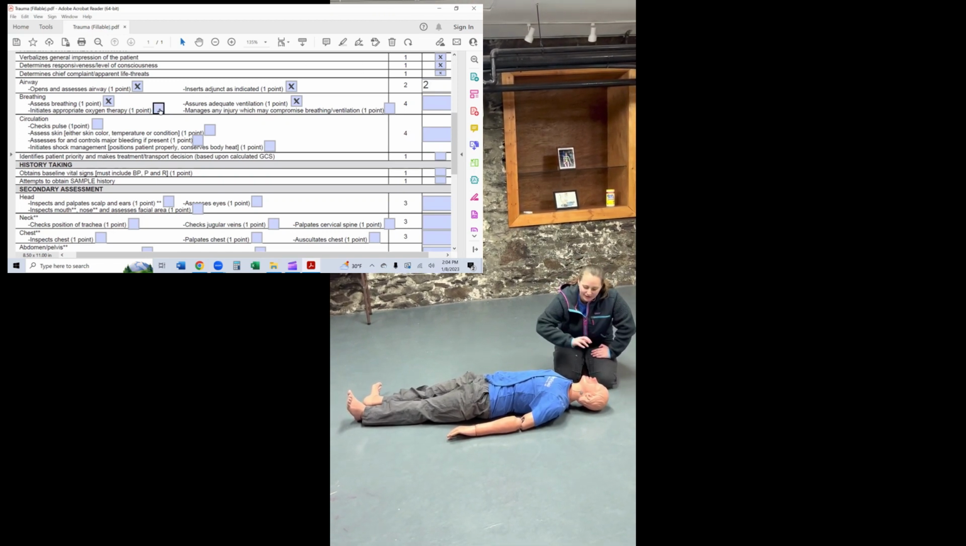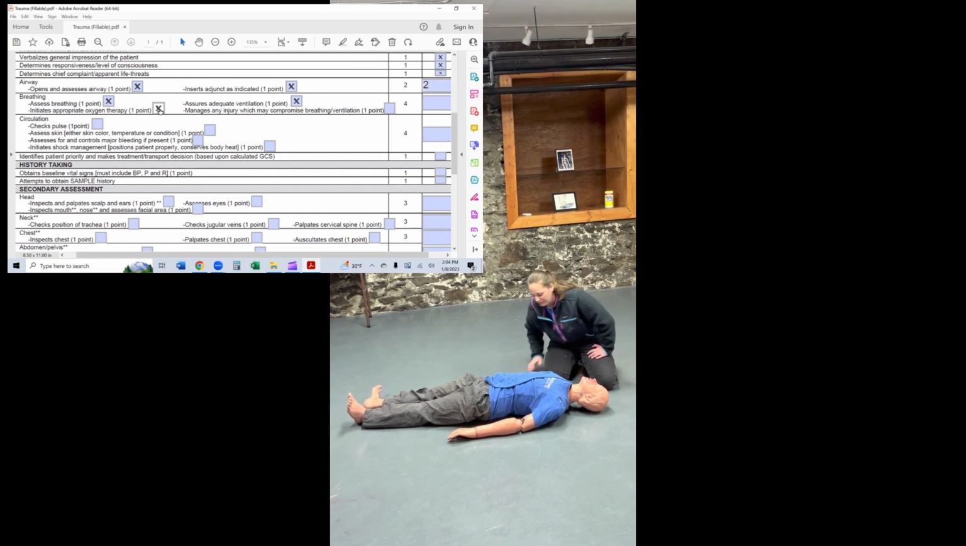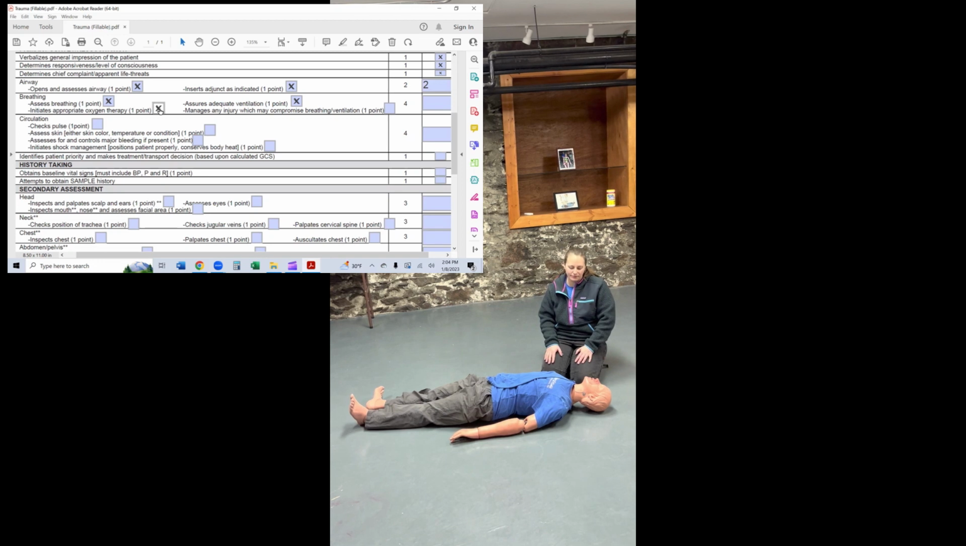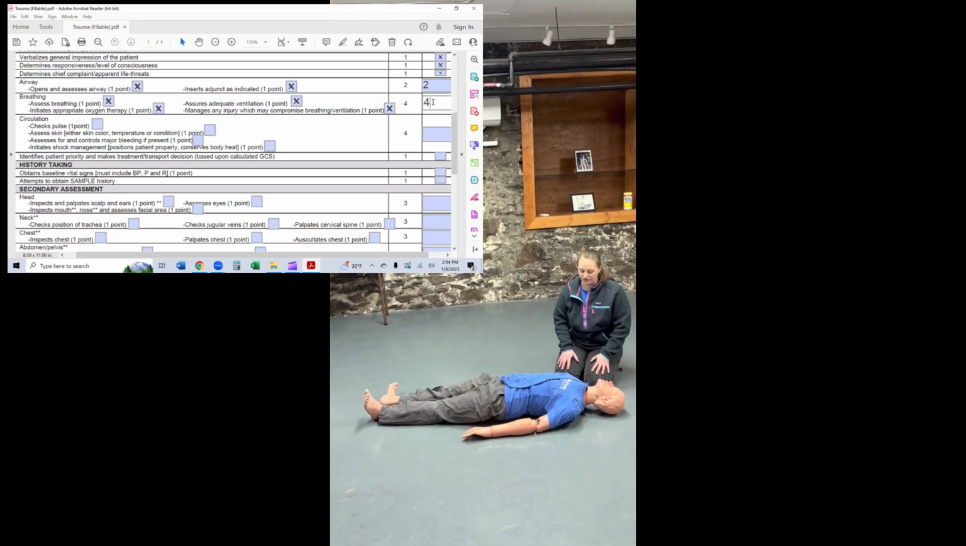So I'm gonna go ahead and apply high flow oxygen. I'm gonna have my partner use a BVM, so we'll do 15 liters per minute with a BVM. And that's my airway and breathing. I'm gonna move to circulation. Do I see any major bleeding anywhere? None obvious. Okay, no obvious bleeding.